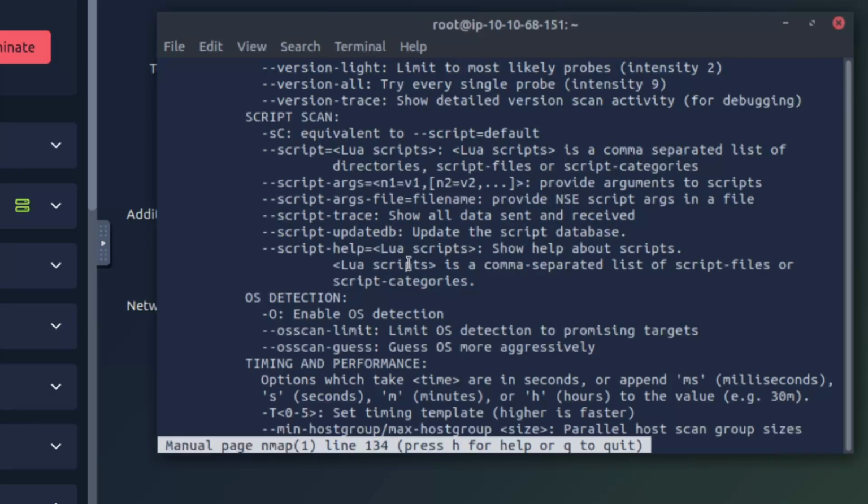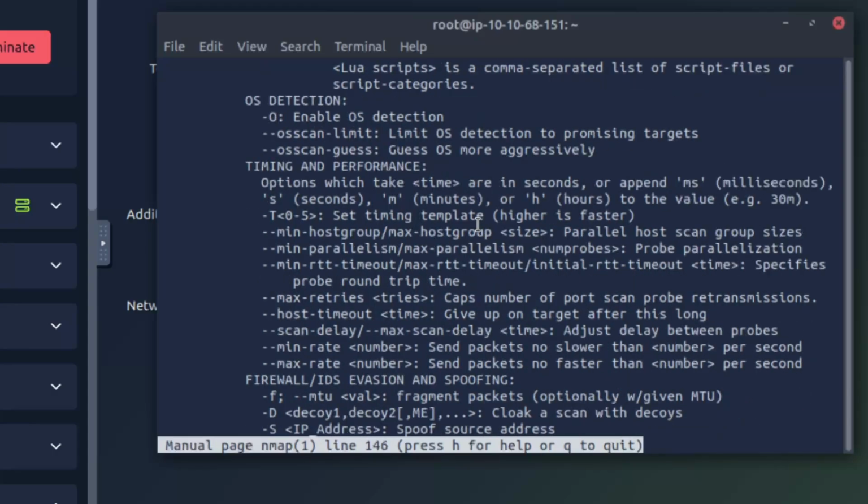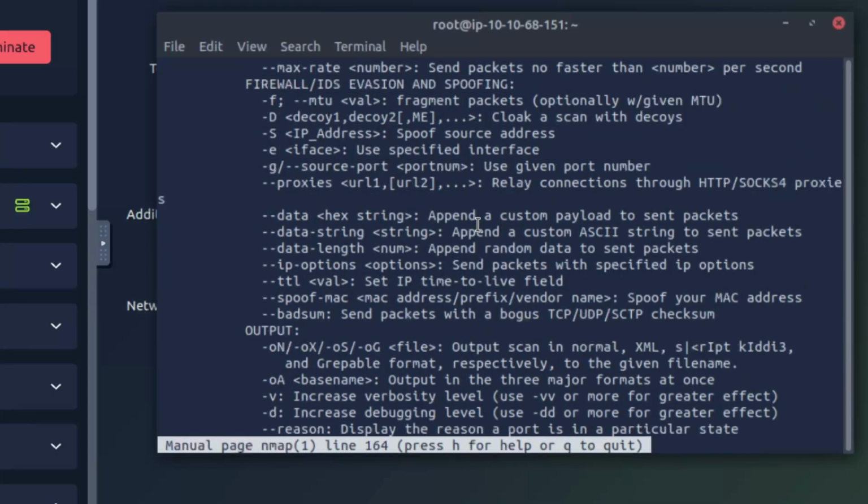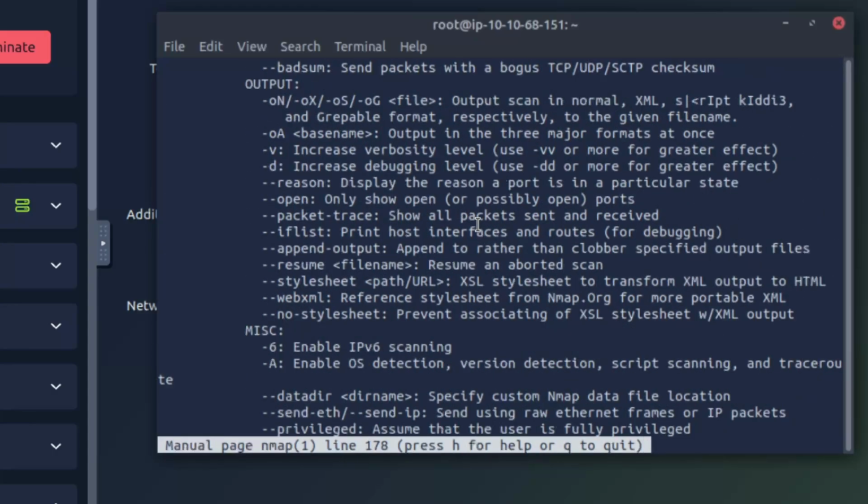These are scripts that come with Nmap, and there's an entire list of scripts that are available. You can even get a help menu for each one of the scripts, and you can get a list of these scripts to see what types are available and what you can run. Some of them actually do vulnerability scans as well. So you could do a vulnerability scan within Nmap, which is, again, very, very useful.